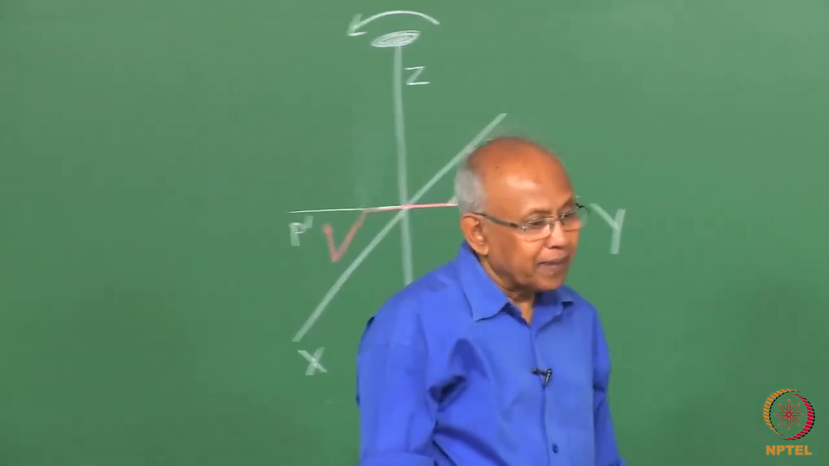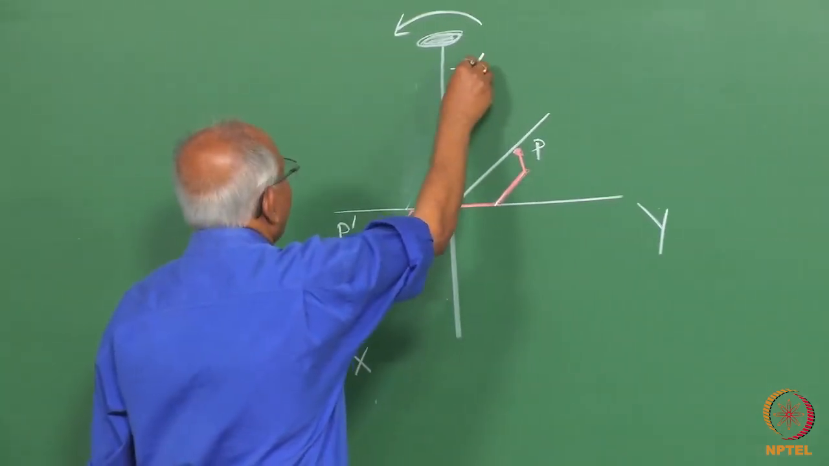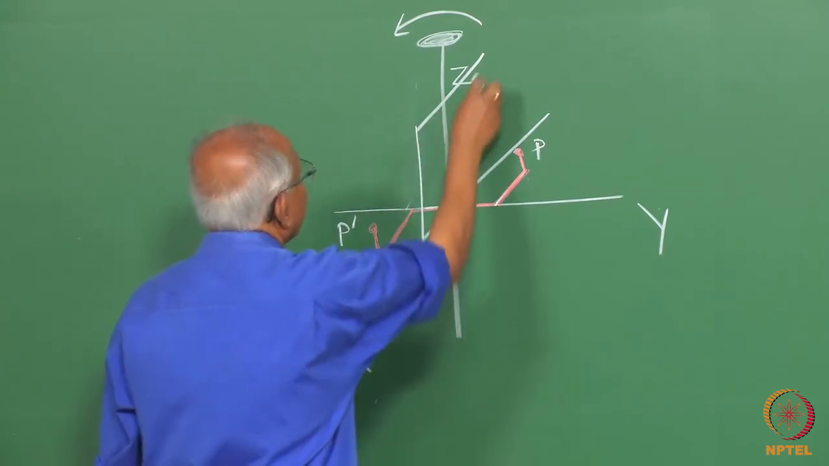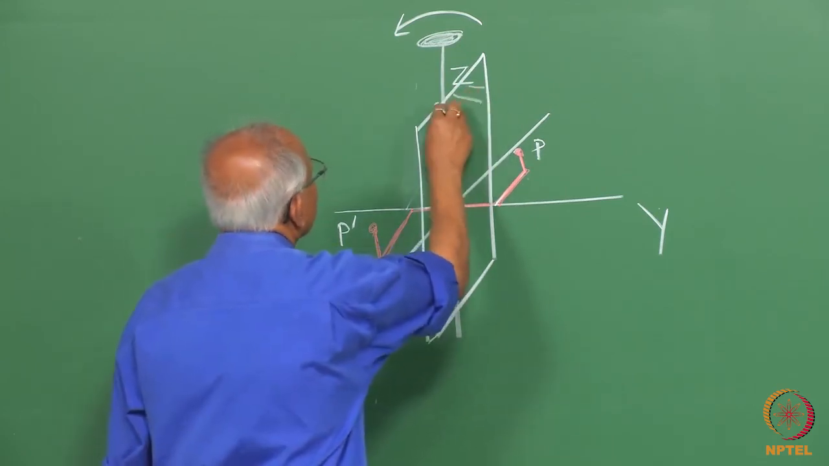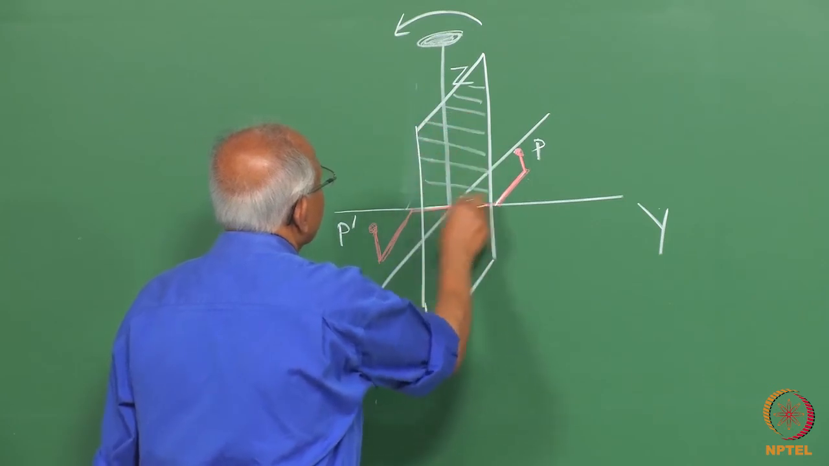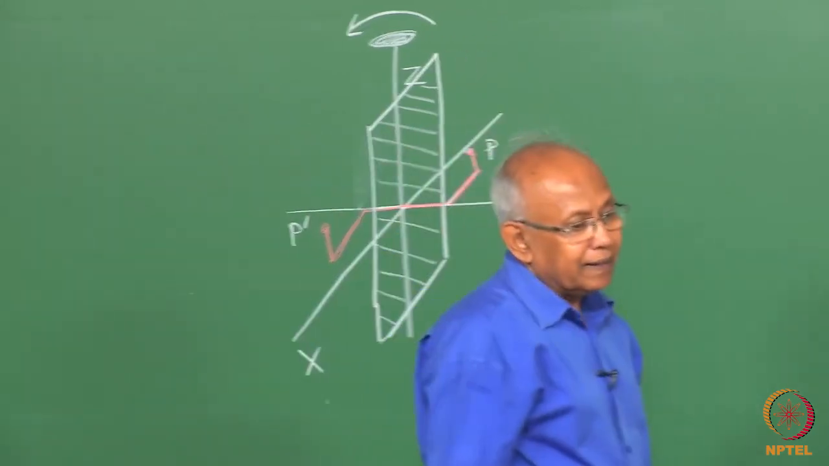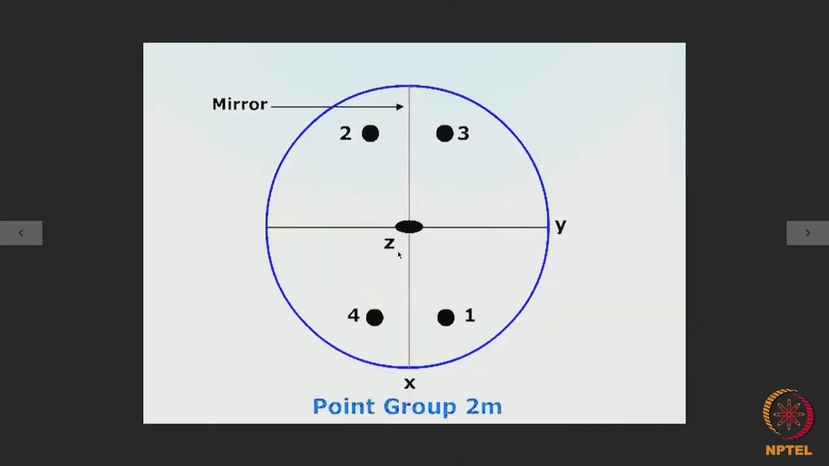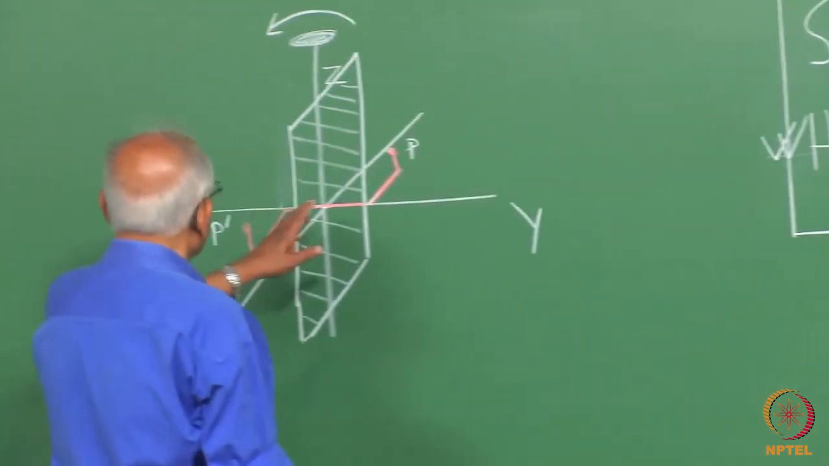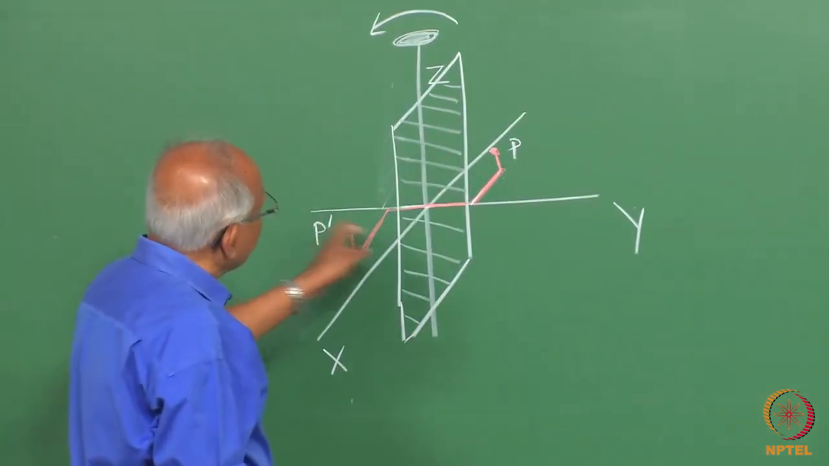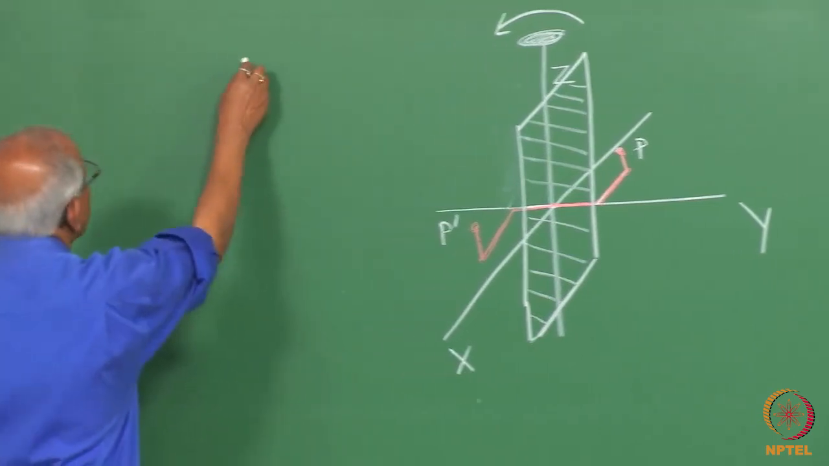Now, if we have a vertical mirror like this, then what will happen? The mirror will reflect the given point and its equivalent. So P will be reflected by the mirror, and P prime will be reflected from the mirror. So the whole thing can be shown in the form of a stereographic projection.